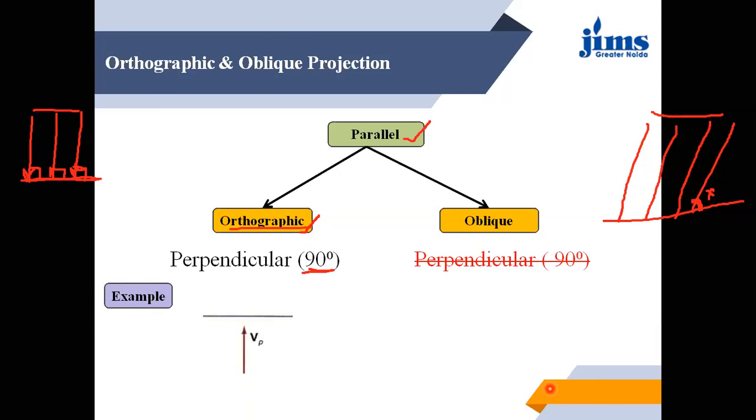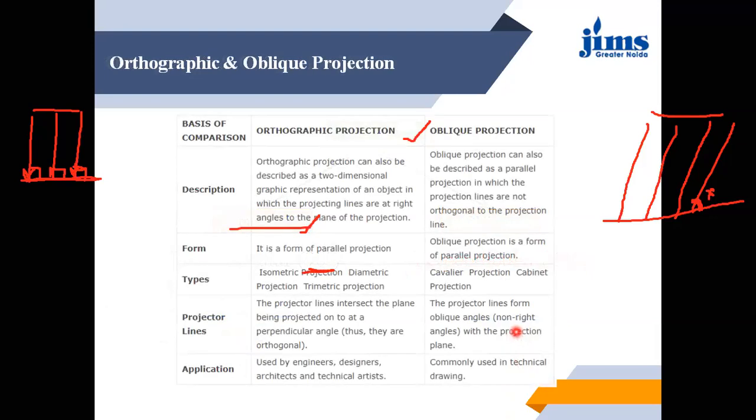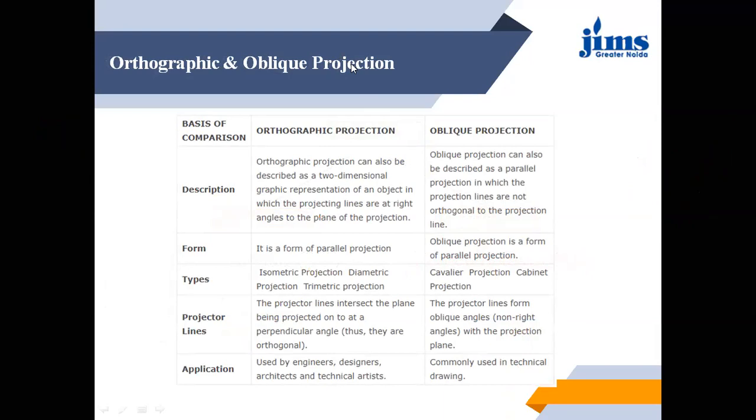As an example, these are the projectors or projective rays, the rays that form the image of an object, and this is the image plane. Then these are perpendicular, and in this case you can see that these are not perpendicular. So this was the basic difference between orthographic and oblique projection, and generally it is asked in the exams.